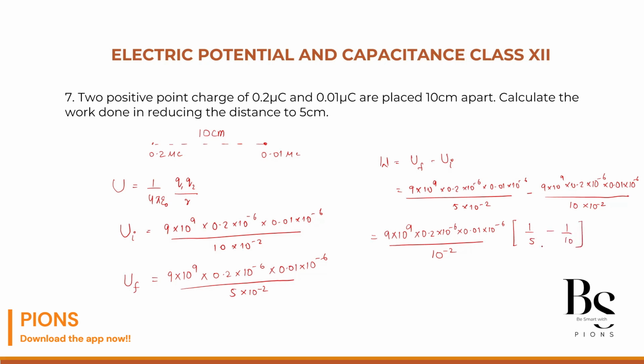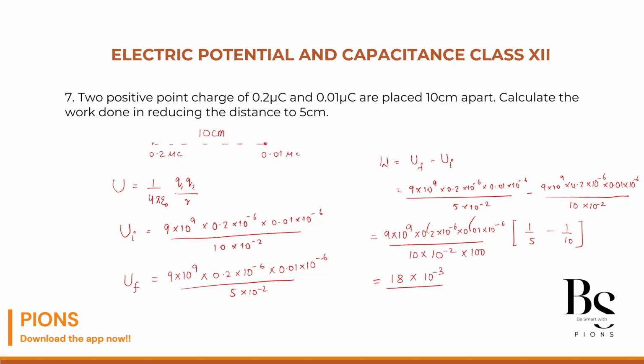Okay, now let's simplify. First of all, let me remove this point and make it 10 here. Let me remove this and make it 100 here to make it simple. Okay, so 9 2s are 18, so the magnitude is clear, 18 into 10 to the power 9 and minus 6. 9 minus 6 is 3. 3 minus 6 is minus 3.